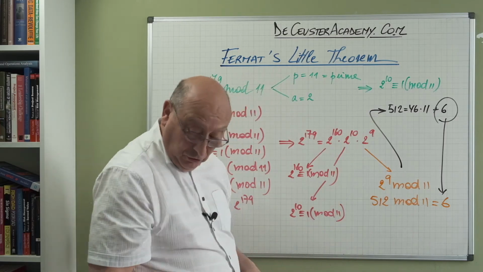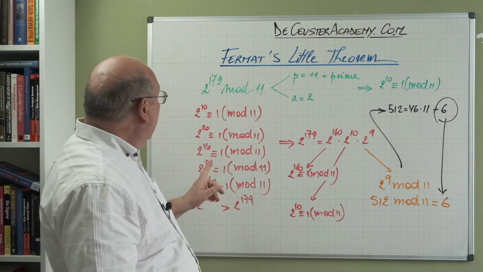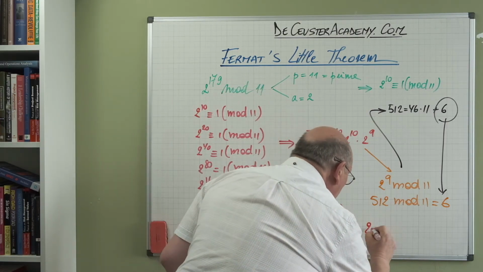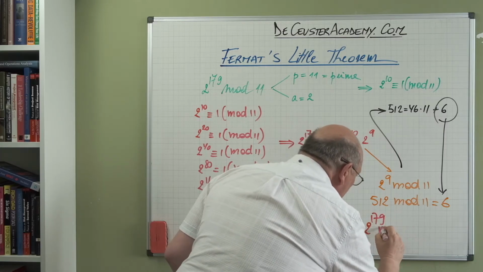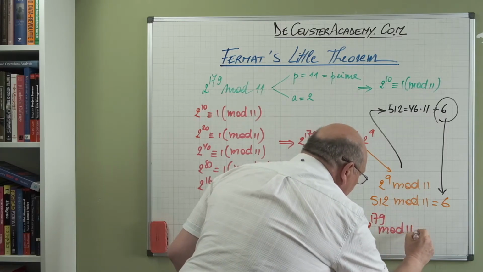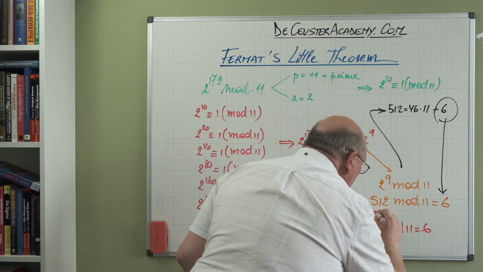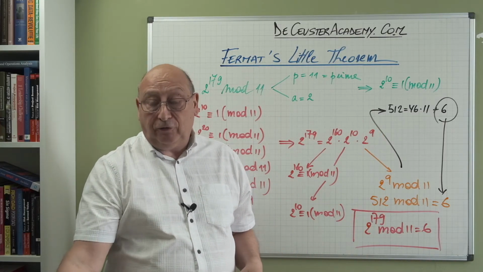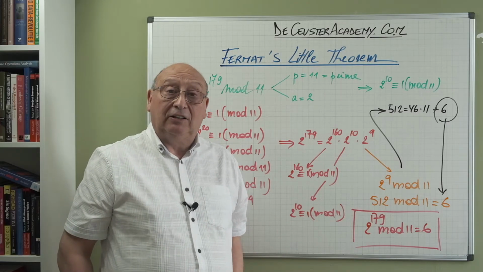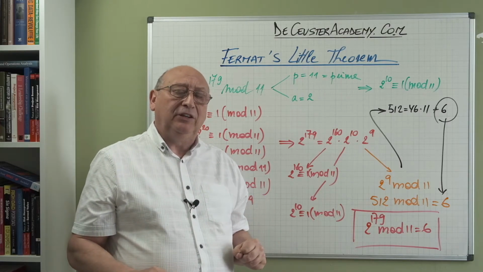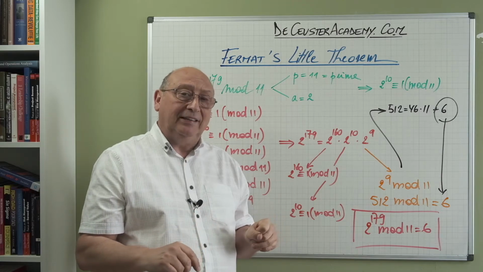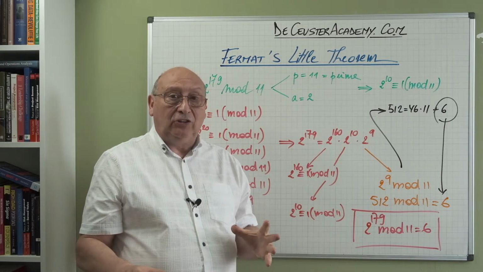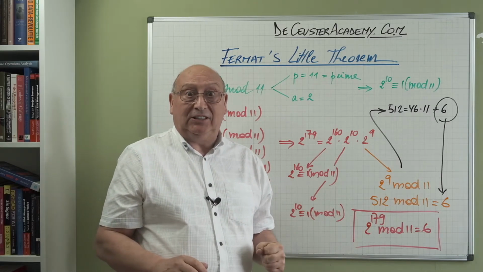And our final conclusion in this case is that 2 to the power 179 modulus 11 is equal to 6. And that's the simple application of Fermat's little theorem. But we can do it a little bit different too. Let's have a look at that before we start with the more complex exercise.